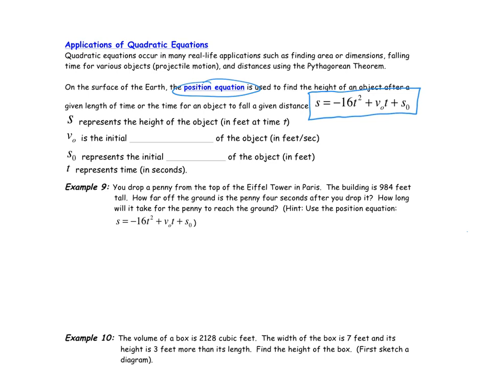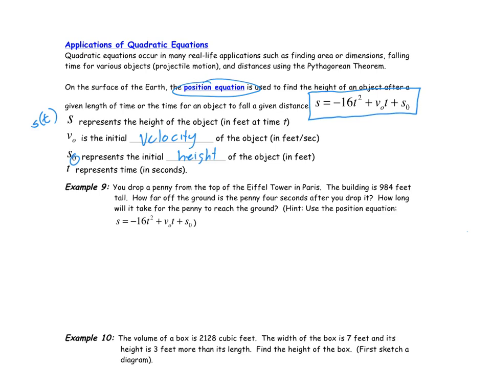I will not require you to memorize this formula. If I want you to use it on an assessment, I will give it to you. Let me describe what the variables are. S represents the height of the object in feet at time t. This is our function. We can think of it as S is a function of t. V naught is the initial velocity of the object in feet per second. S naught, this little subscript 0, represents the initial height of the object in feet.